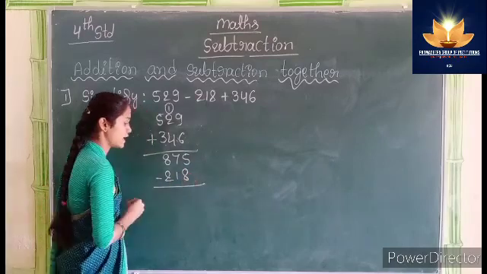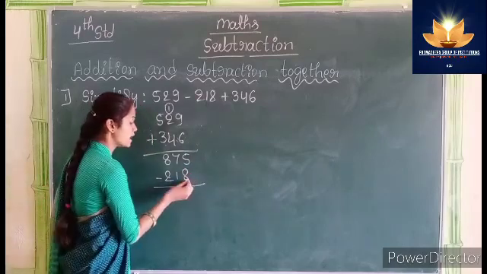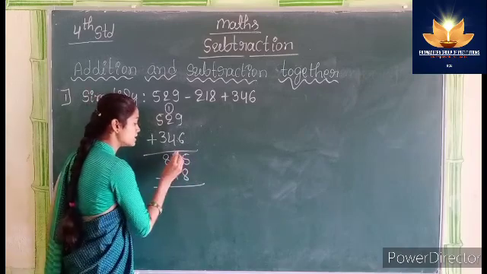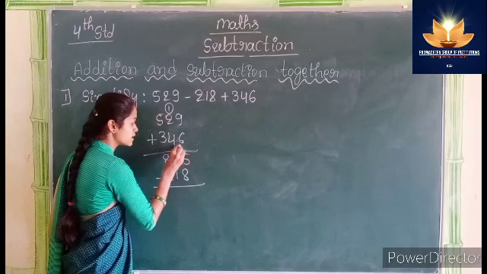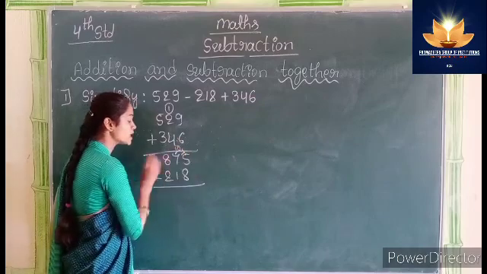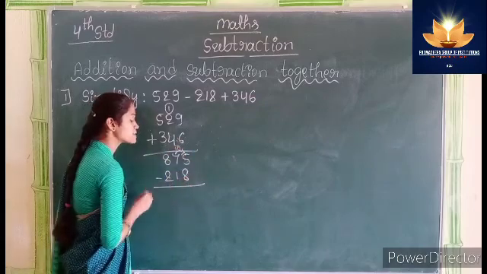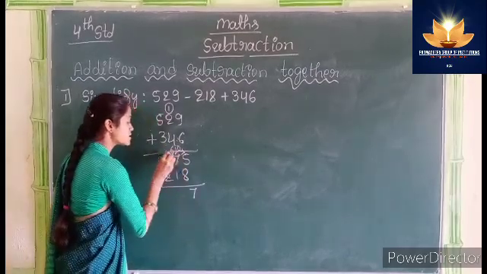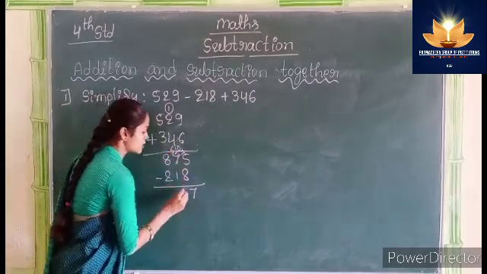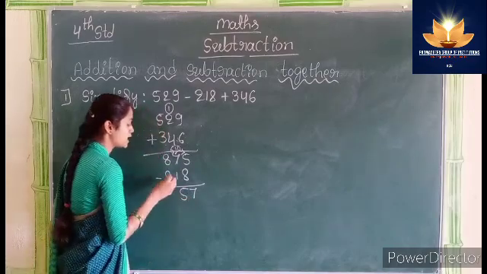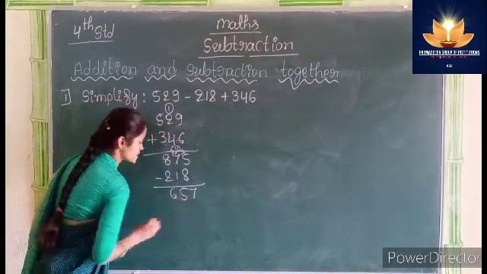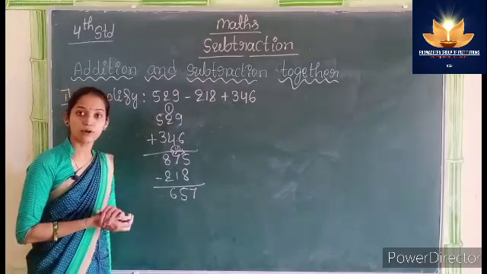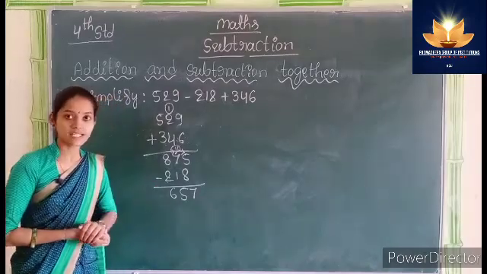5 minus 8. We cannot subtract 8 from this 5. That's why we have to borrow 1 10 from this 7 tens. Here we have 15 ones. 15 minus 8 that is 7. Here we have left 6. 6 minus 1 5. Then 8 minus 2 6. We get 657 after performing addition and also subtraction.